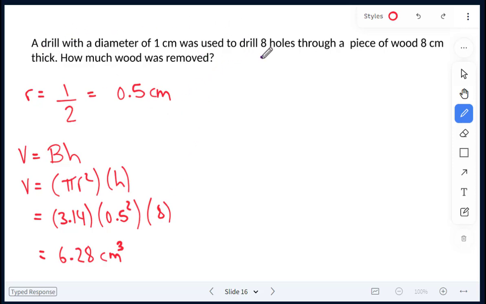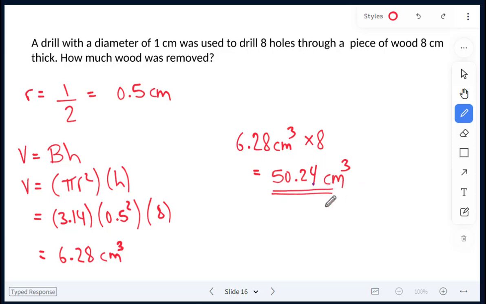All right, that's for one of the drills, but we're drilling 8 holes, so therefore 6.28 centimeters cubed, multiply that by 8, which gives me 50.24 centimeters cubed. All right, so how much wood was removed in total? So in total, 50.24 centimeters cubed. That's how much wood was removed.